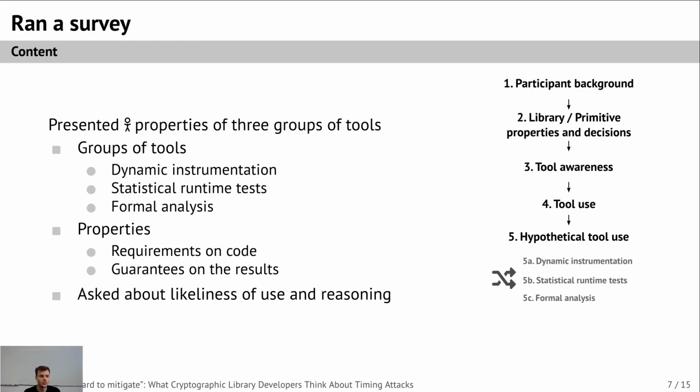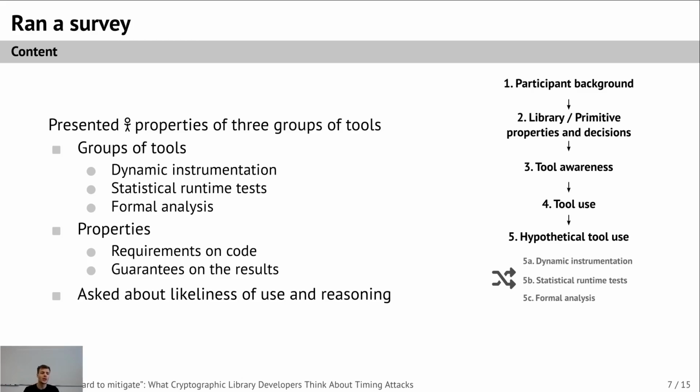And these groups of tools are very different in these properties, where formal analysis tools give you great guarantees, but also require lots of annotations on your code. Sometimes they even require things like proving loop bounds or have various limitations on what they can run. Whereas, for example, statistical runtime tests have very little limitations, but the guarantees they give you are quite weak, are statistical, and might just not catch some leaks that are way too small, but still might be exploitable.